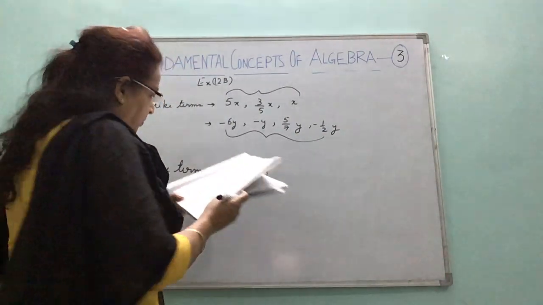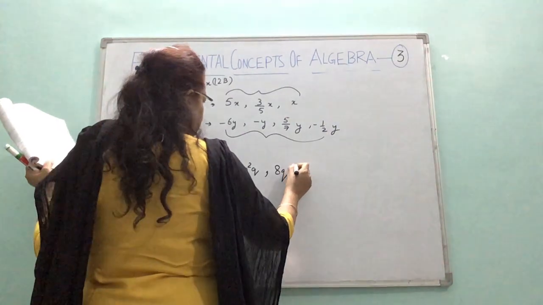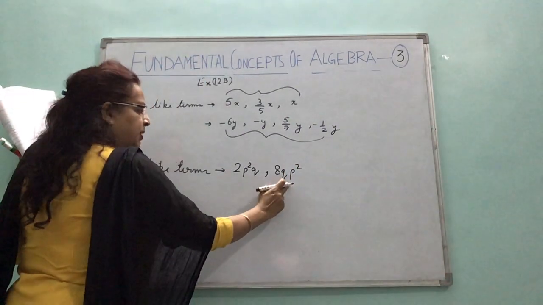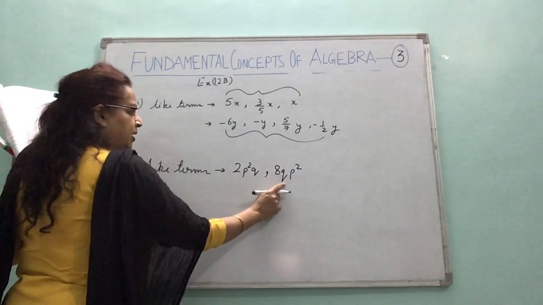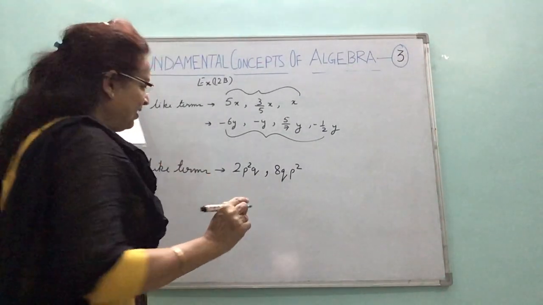Yes, we have the third one, children, the third one: 8 q p square. Order is different, but see it is p square, same, q. So both of these are like terms, right?